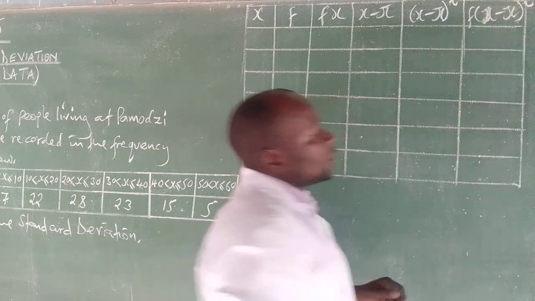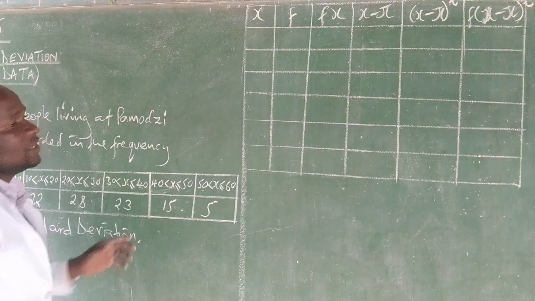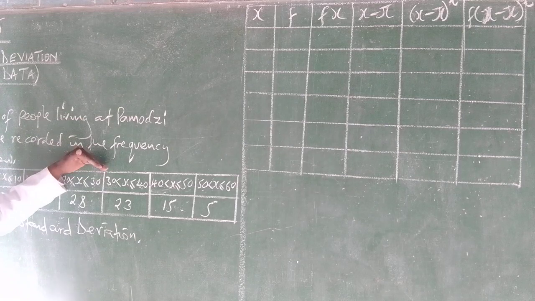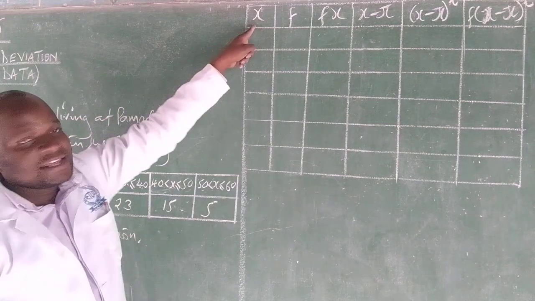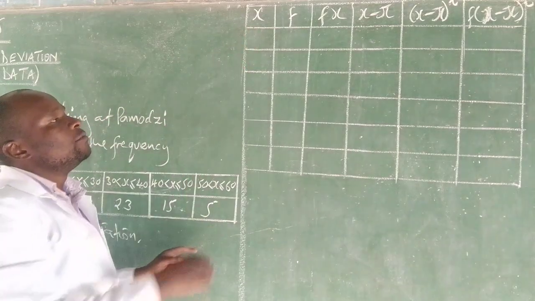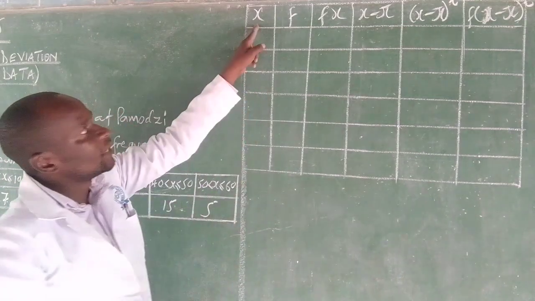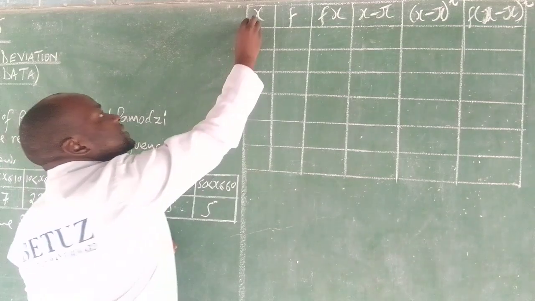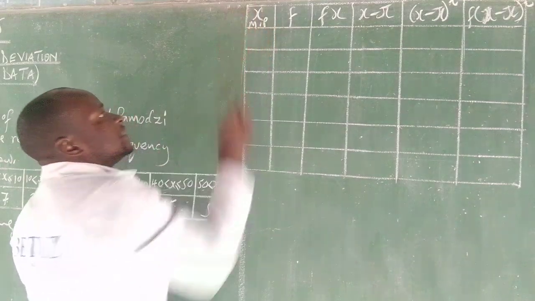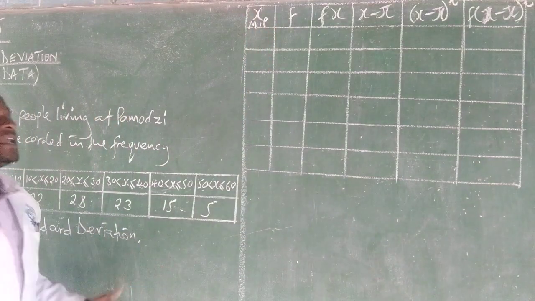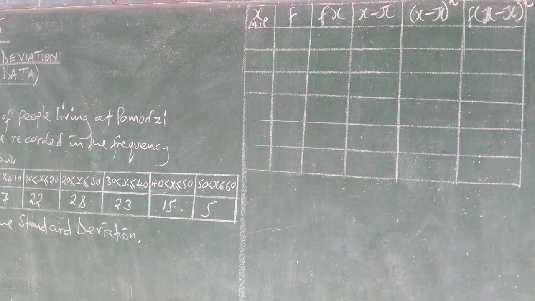Just like that. Now the next thing you do is, because this data is grouped, the x will represent MP, or midpoint. You can even write MP there, so that it keeps reminding you. Shall we start now? When we say the MP, or midpoint, we mean the midpoint of the age groups that we have here.